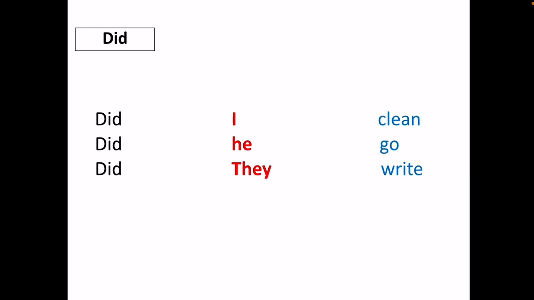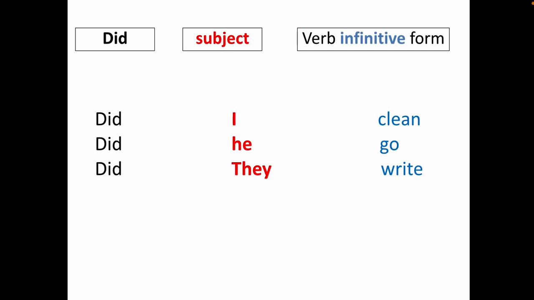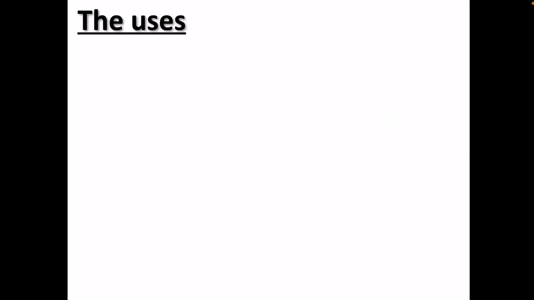Now, here we have did. We ask with did. We have the subject. And then we have the verb again with the infinitive form. So this is how we form the questions. Did, subject, and verb with infinitive form. Now let's move on to the uses of the past simple tense.